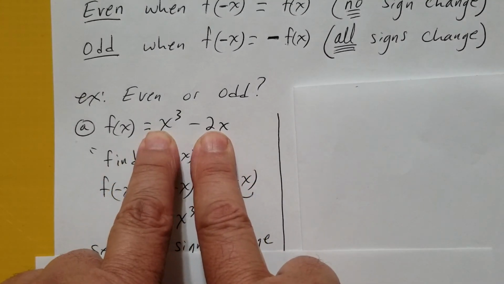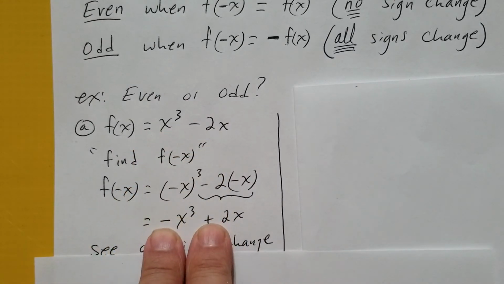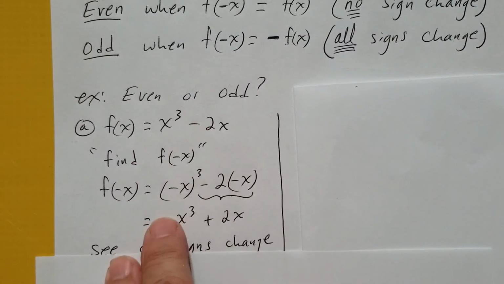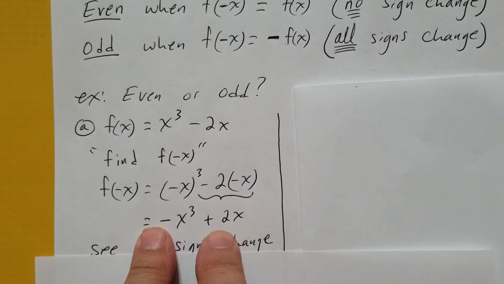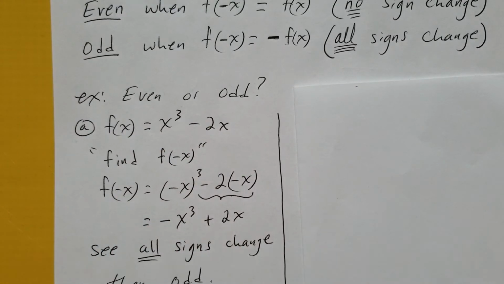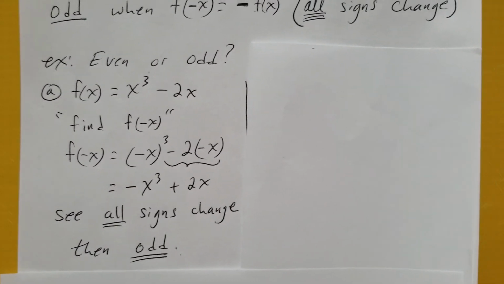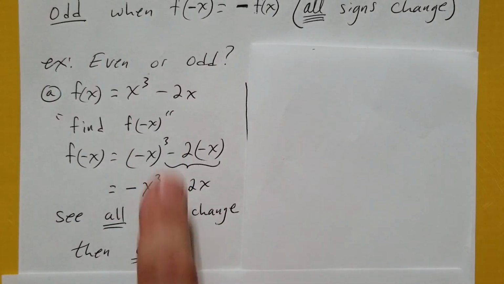Compare it to the original. Notice that all the signs changed. Positive, negative, negative, positive. They all changed. There were only two signs. They all changed. So since they all change, then this function is odd. I checked it.